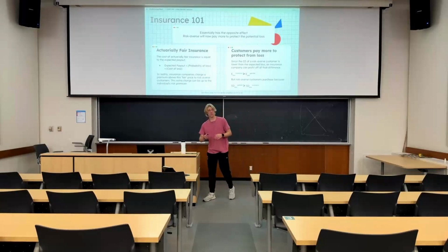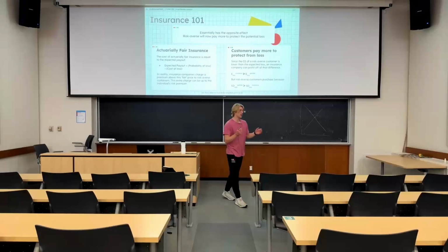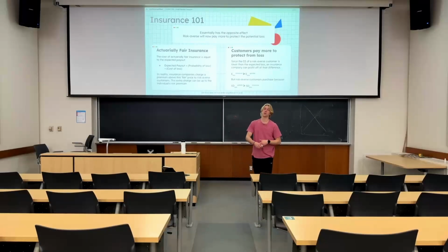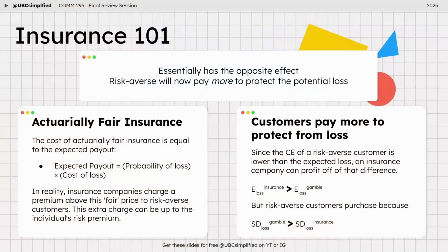Okay, so we learned about gambling. Now let's learn about insurance. Essentially, it's the opposite of gambling. Now, risk averse people would be willing to pay more than the fair value of insurance, kind of the opposite of their risk premium, because it protects their assets, because it helps them through losses.